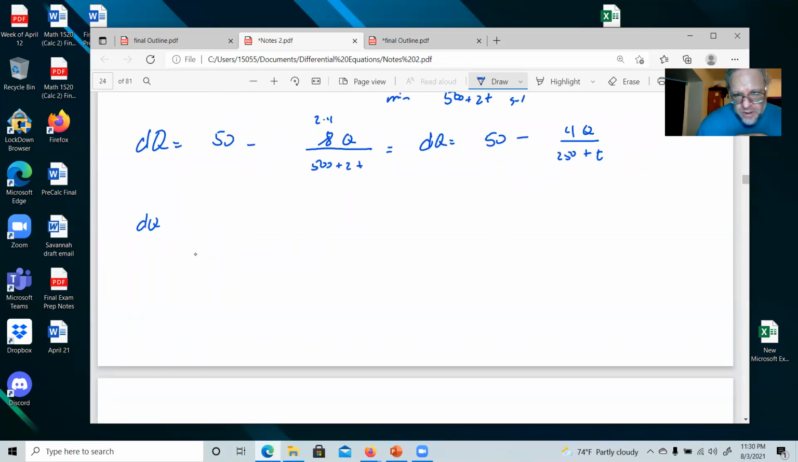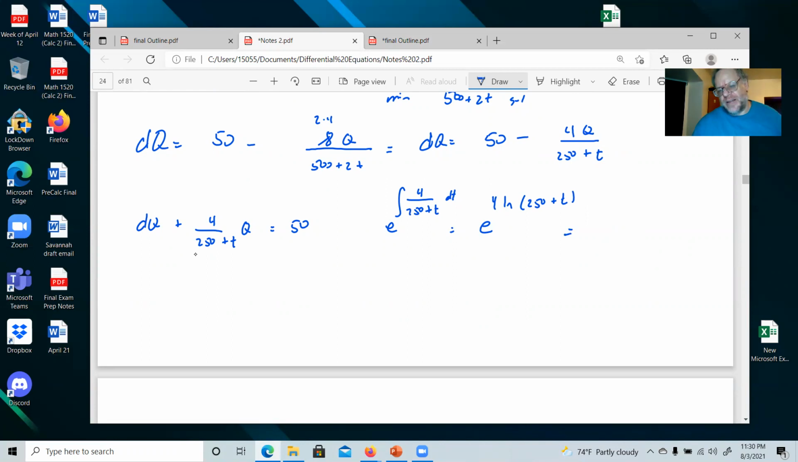dq, plus 4 over 250 plus t times q is equal to 50. Right? Integration factor e to the 4 over 250 plus t dt. So that's going to be e to the 4 ln 250 plus t. This one's so much nicer. Look at this, there's no negatives we have to track and everything. It's nice. We still have to keep track of this though, right?